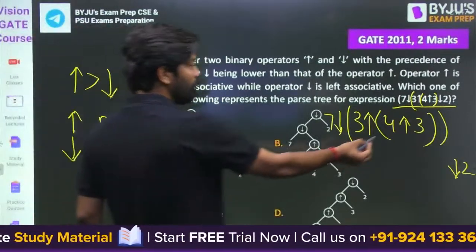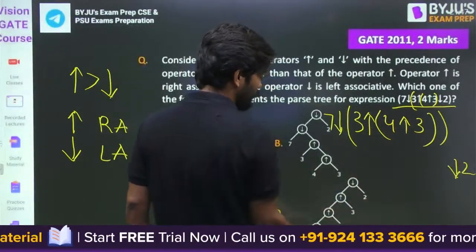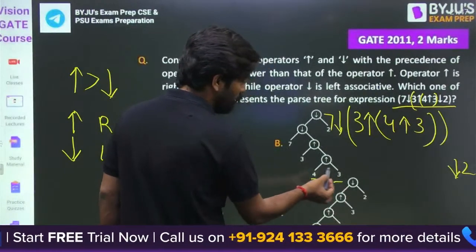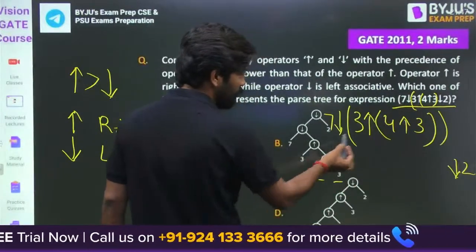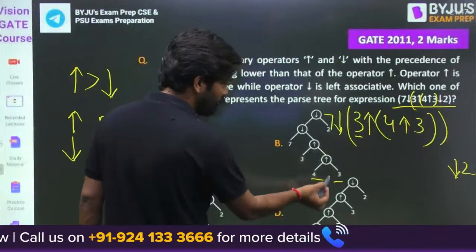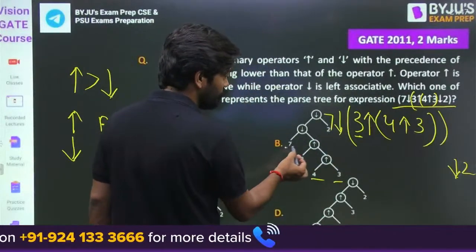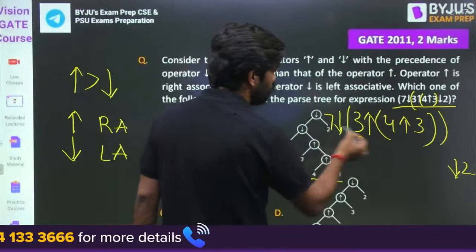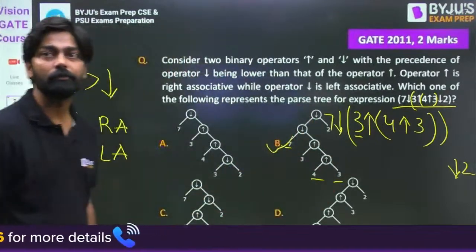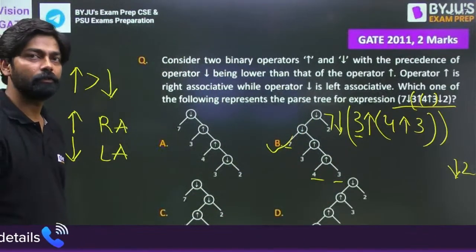So first we evaluate 4 upward arrow 3. See clearly here, 4 upward arrow 3. Then the result of this one will be evaluated with the 3, so 3 upward arrow this one. After that with 7 downward arrow, then after that with 2. So B for Bombay is the correct answer. Yes, B for Bombay is the correct answer.